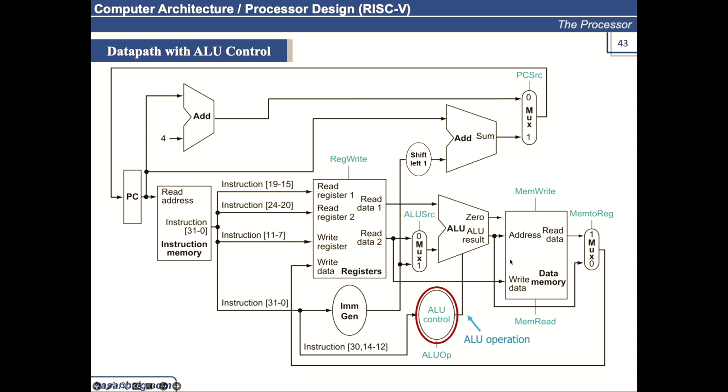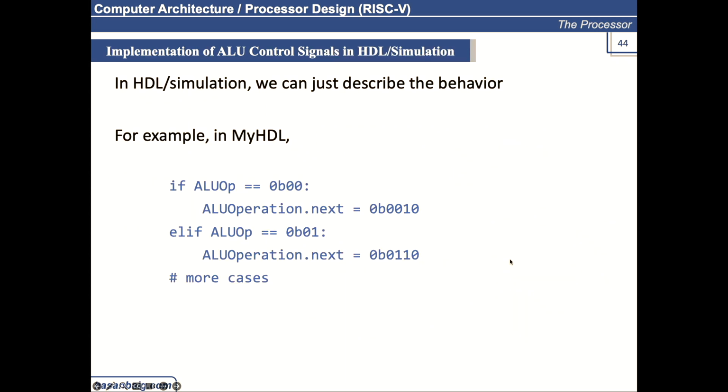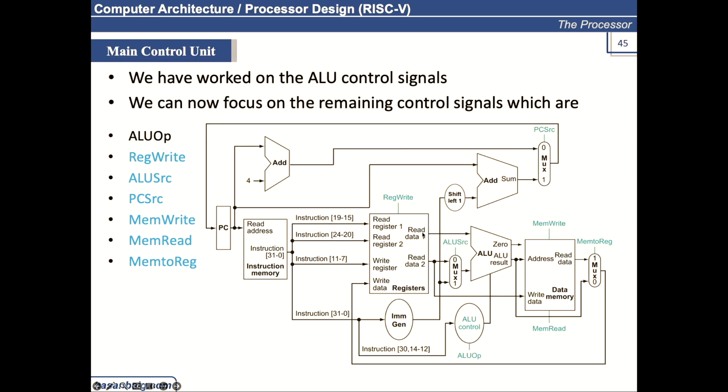Okay, in your lab, in your simulation, you can simply write this control unit behavior as an if-else structure. You can simply write ALU op equal 0, and decide what operation the ALU should be performing. Based on these 2-bit inputs, you can generate the 4-bit output, which would be the control signal for the ALU. So we have talked about generating the ALU op signal.